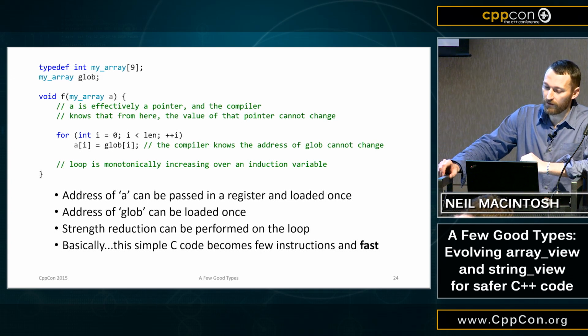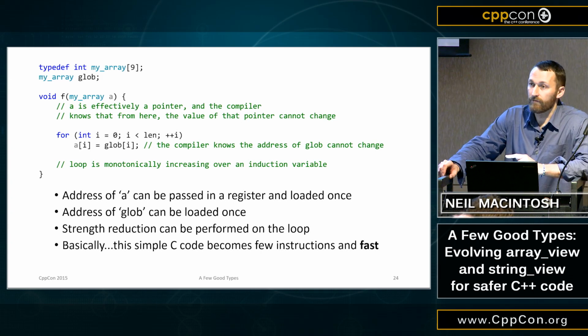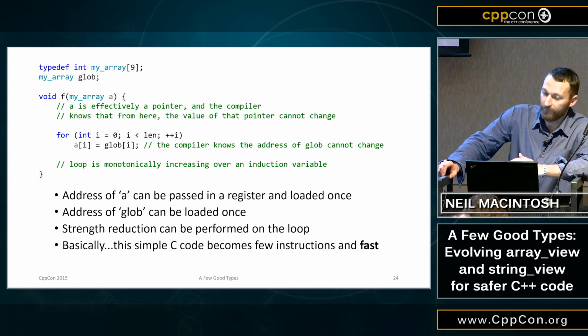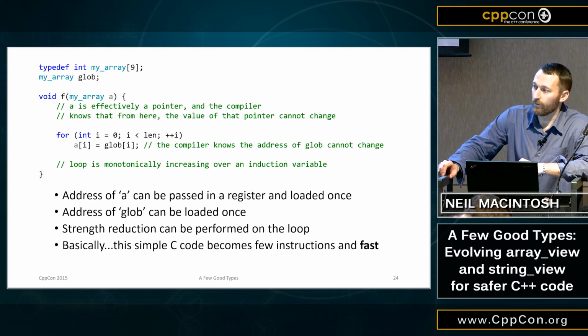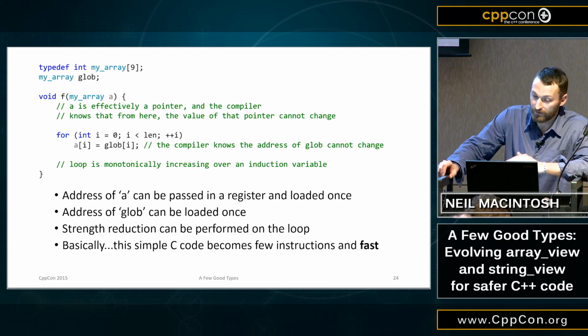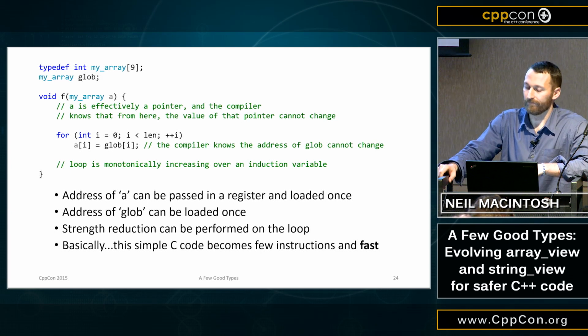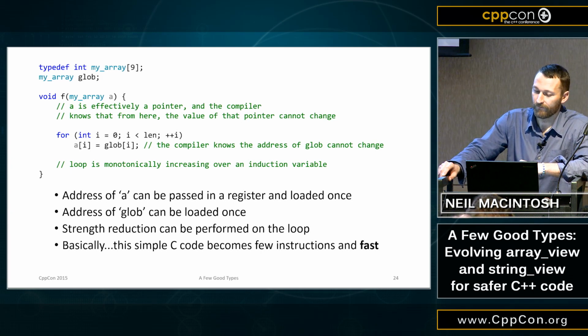So the important features to look at are, we've got a fixed size array type, 9 integers, and then we've declared a global of that. We have a function that accesses that global and also takes a parameter of the same size array type. And it iterates over. Len here, you don't need to worry about where it comes from. Let's just imagine len's a parameter or it's calculated. But it iterates over for some number of times, assigning between A and glob, which is the global.